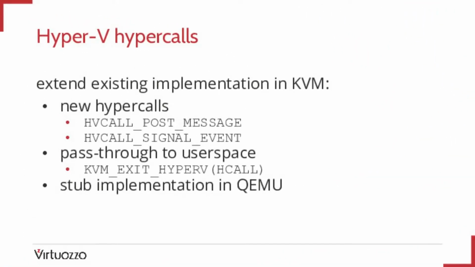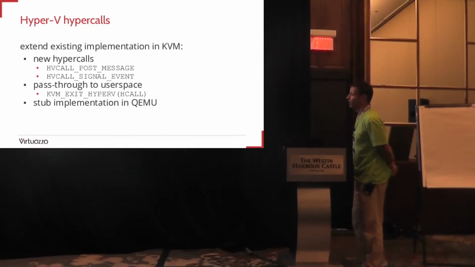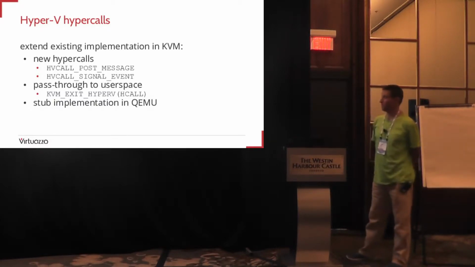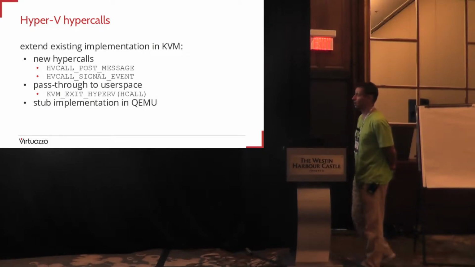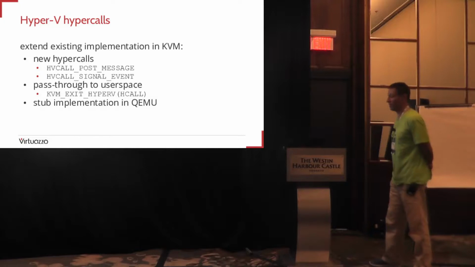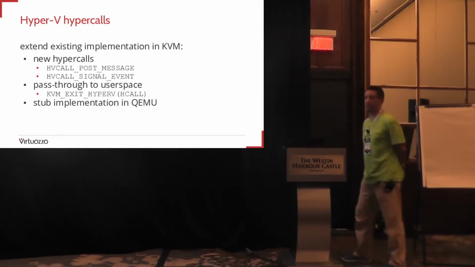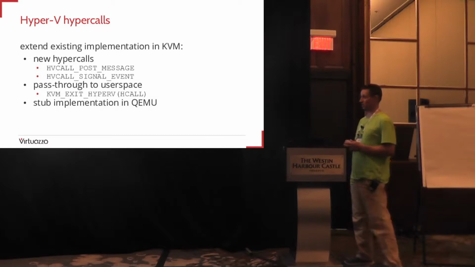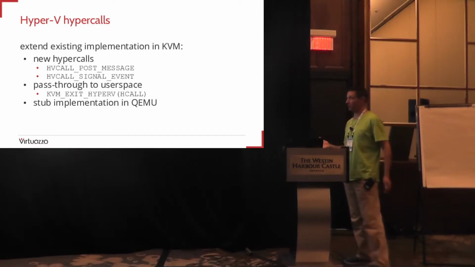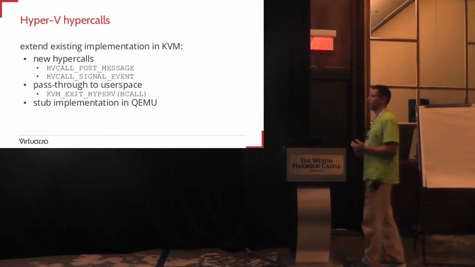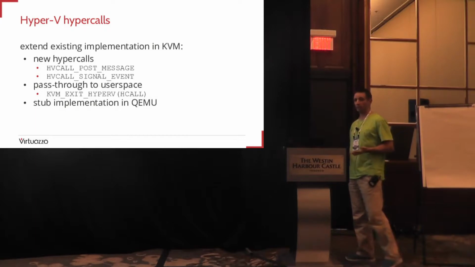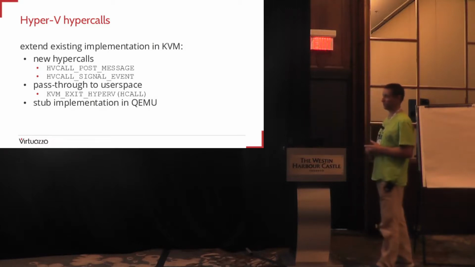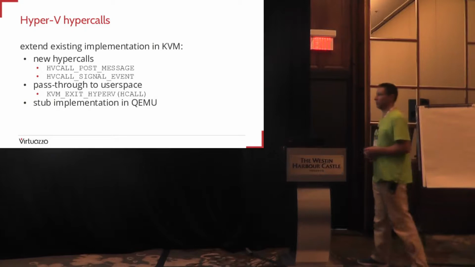Okay, another part of this picture is hypercalls. As I said, KVM already had the implementation of hypercalls, but VMBus needed two more. Actually, these two hypercalls now make some sort of symmetry between the guest to host and host to guest interactions. So the two hypercalls are post message and signal event. And we actually don't plan to process anything of that in KVM. So they are just passed through to user space with a special subtype of the Hyper-V exit.